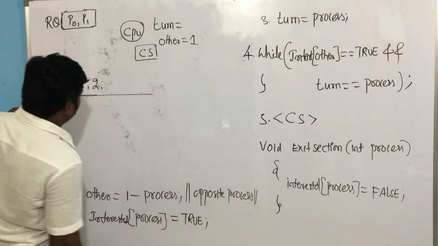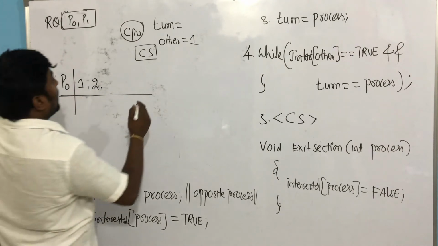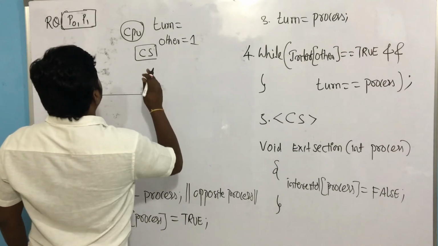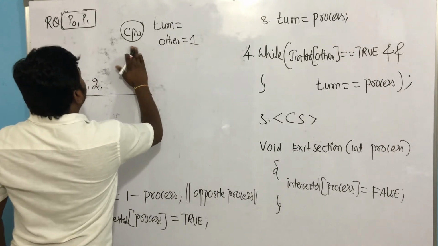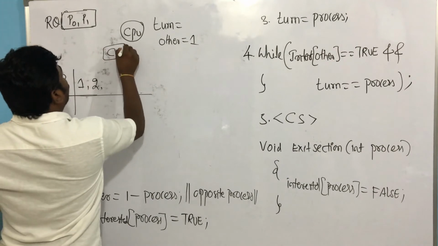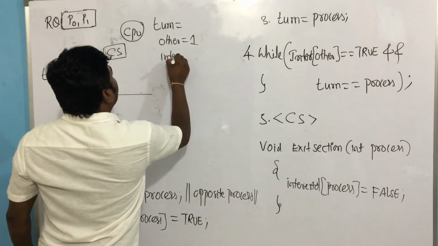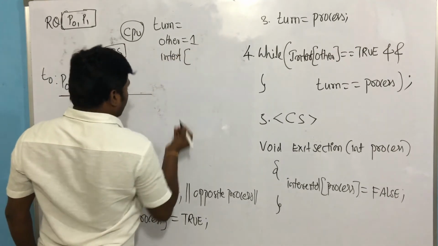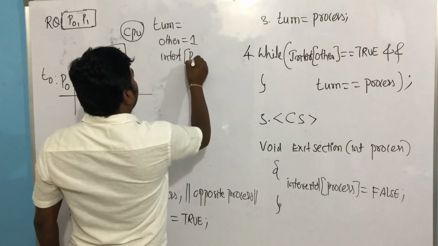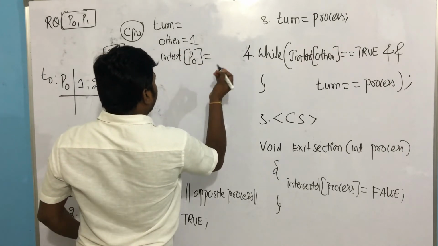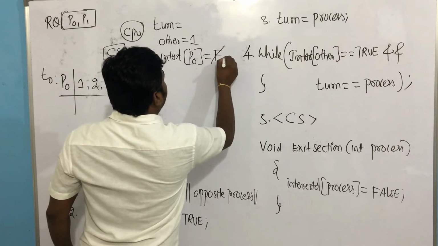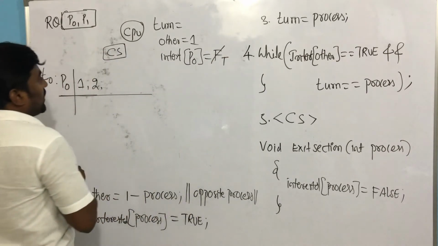Interested of process equal to true. So now I will also write here. Let me take the critical section here. Now we'll take interested of process. Who is process now? P naught, yes or no? I make it initially false, right? I'll make it true now. Are you getting my point?